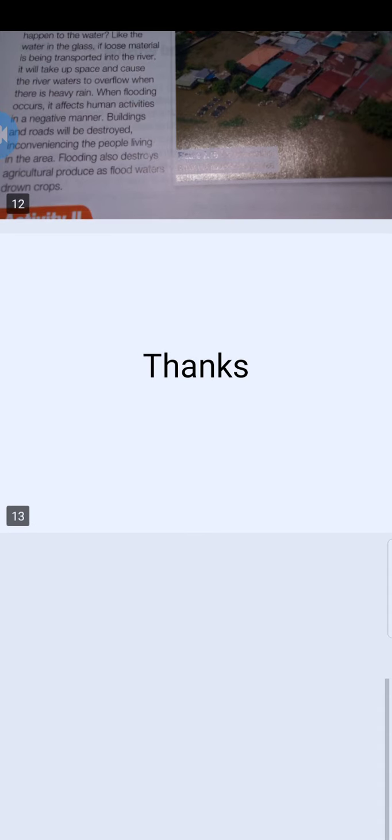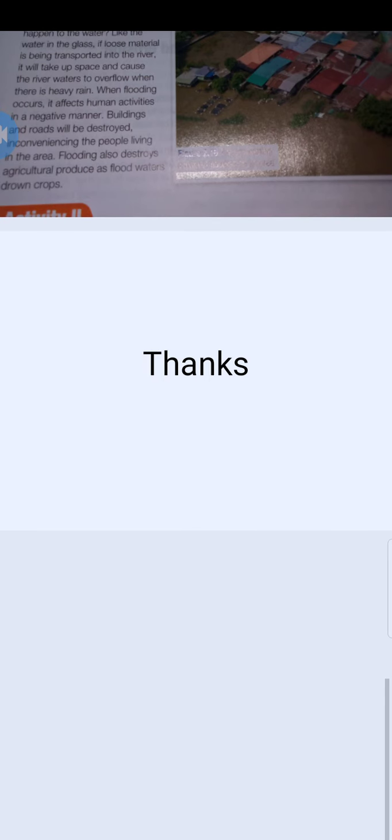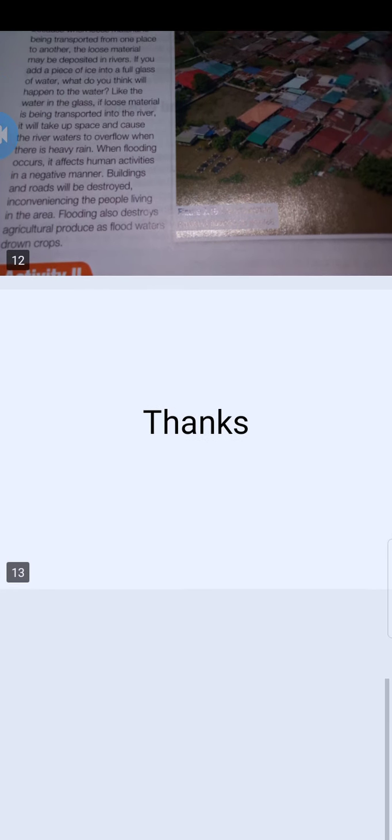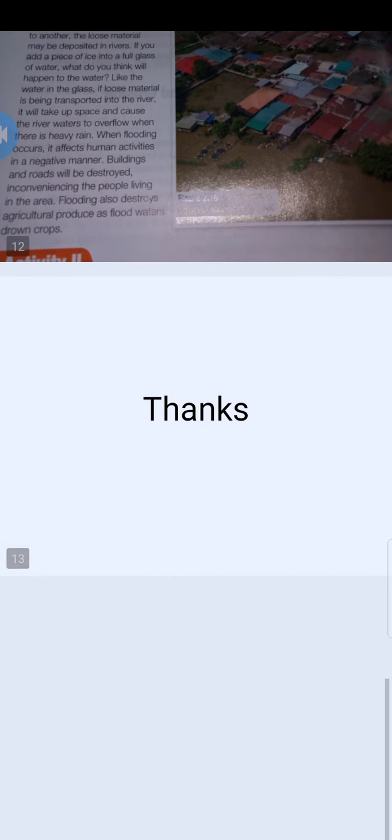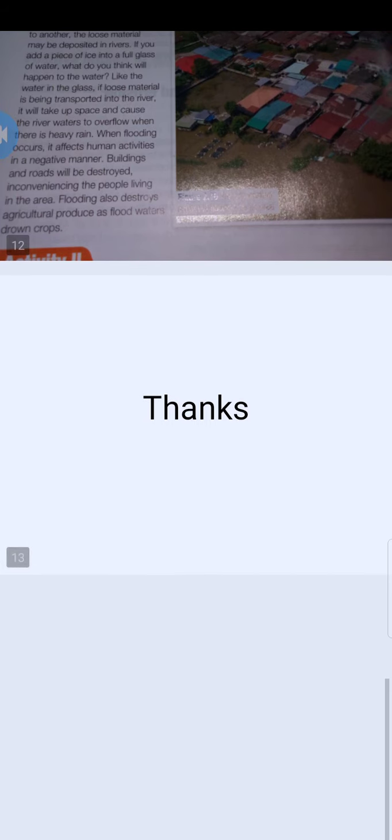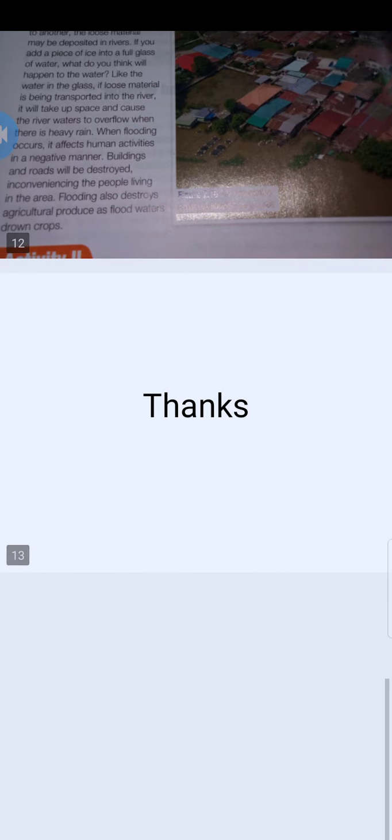If you add a piece of ice into a full glass of water, what do you think will happen to the water? Like the water in the glass, if loose material is being transported into the river, it will take up space and cause the river water to overflow. When there is heavy rain and flooding occurs, it affects human activity in a negative manner. Buildings and roads will be destroyed. The people living in the area are affected, and floods also destroy agriculture, as floodwater destroys crops too.